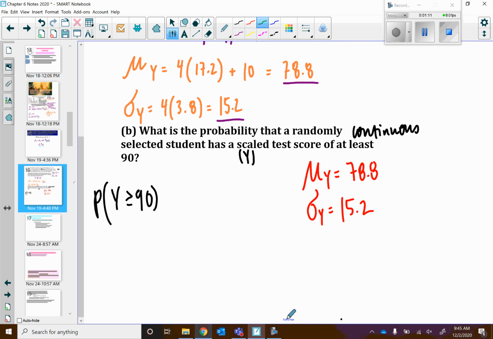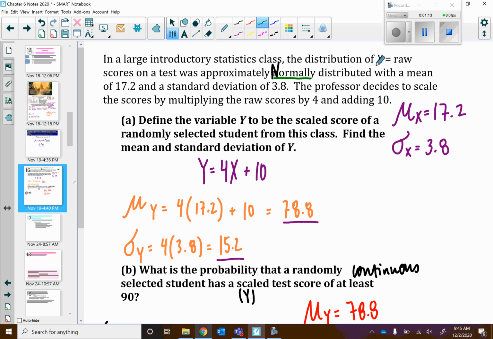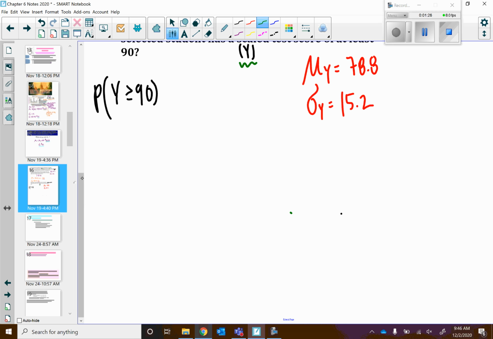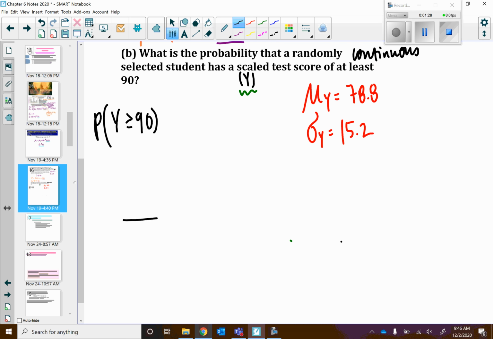So here's what we know. The original x was a normal distribution. We remember that the shape of a distribution does not change when we add, subtract, multiply, and divide. So I know that the distribution of y is also a normal distribution. So I can sketch this distribution, approximately normal.